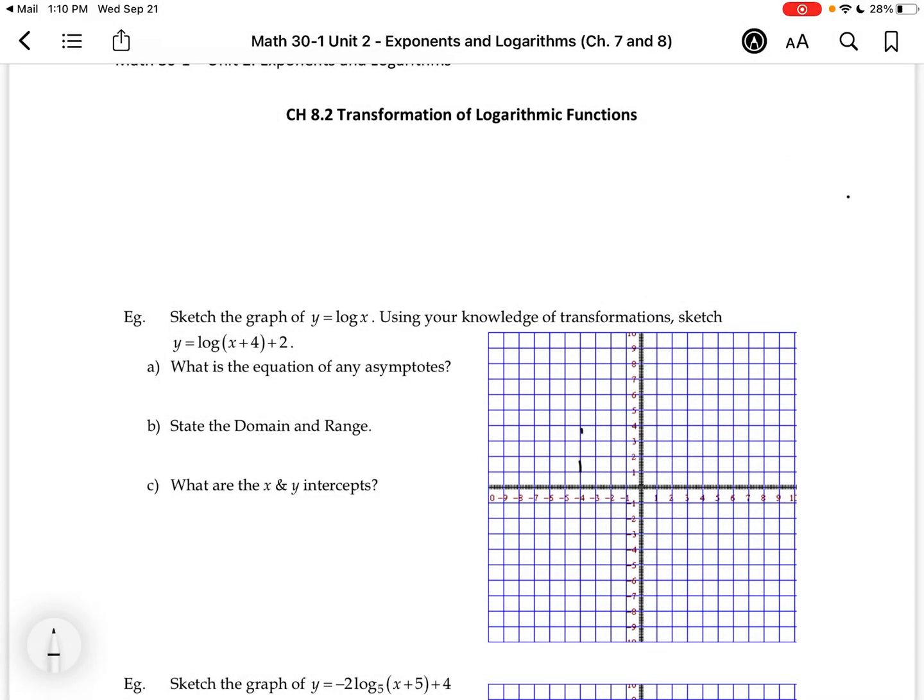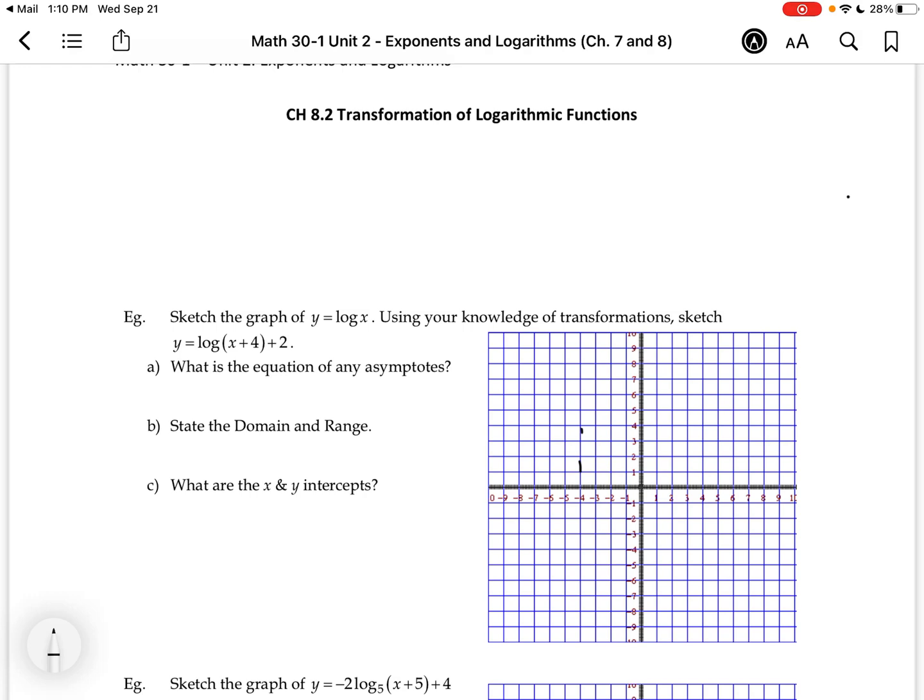Hi everyone. We are going to pick up on our conversation about logarithmic functions, which I introduced last week, and we are going to talk today about transformations of logarithmic functions. So these work the same as transformations of any other type of function.